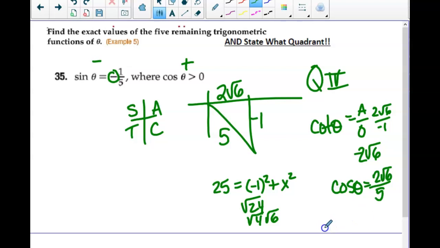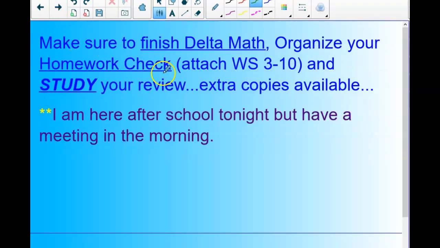Is that enough practice? Okay. You must finish all your Delta Math, put your homework check together. You are to attach worksheets 3 through 10. There are extra copies of the review in back if anybody wants to take an extra one home and do those problems again. But there aren't that many. You could just copy them on notebook paper too if you really wanted to.